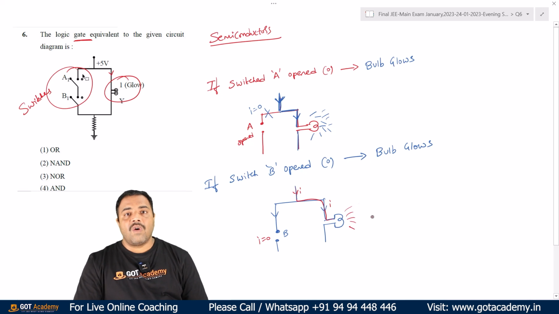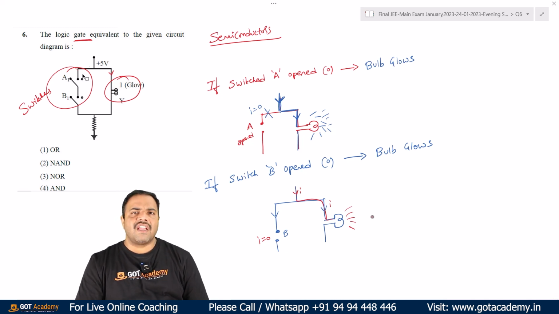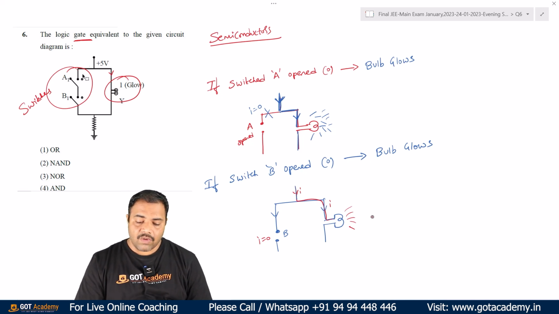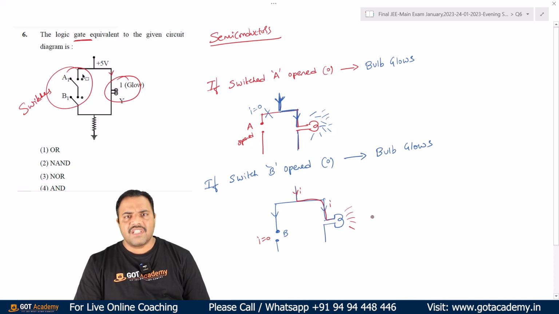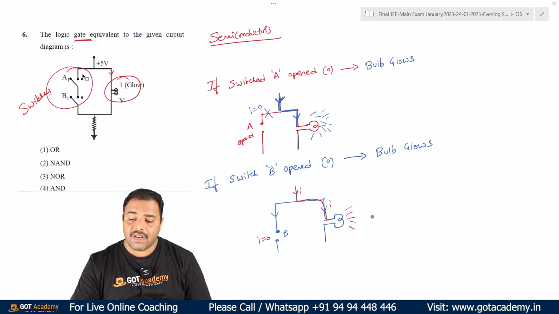So if switch A is opened or B is opened, what happens? The bulb will glow. That you have to remember. Bulb glowing in the sense is nothing but 1 given by the logic gate. Logic number 1. Now, if both the switches are opened, then what happens? Again the same thing happens. If both the switches are opened, then no current flows through the switches. So the total current flows through the bulb. Again the bulb glows. So now I'll take it as a truth table.